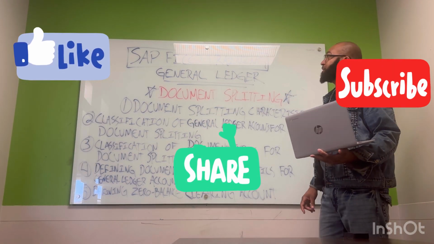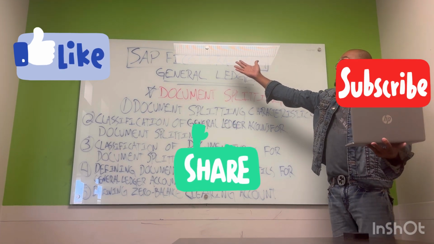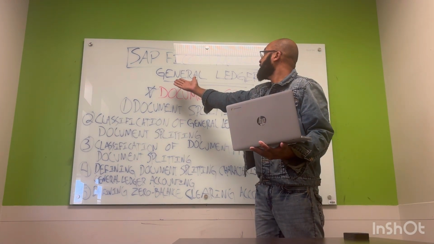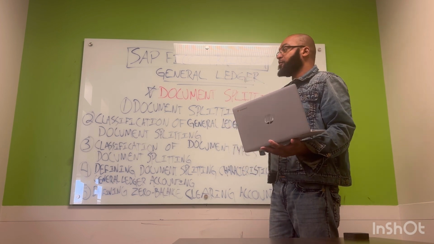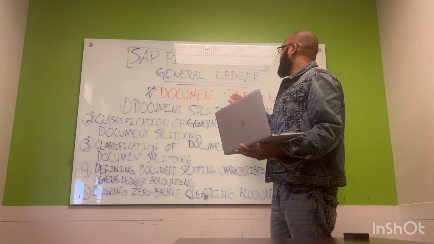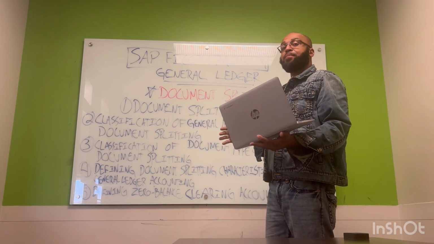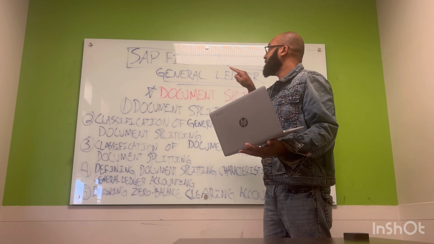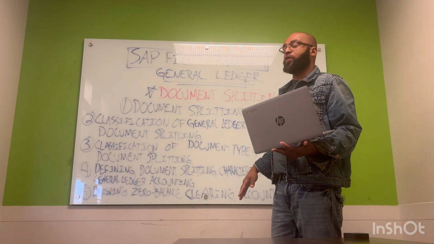Hi, this video is for SAP FICO Training. Here we are covering the topic of general ledger, okay? And within general ledger, there are 4 or 5 subtopics, and this one is document splitting. This entire video is SAP FICO Training related to the general ledger for document splitting. We're talking about document splitting throughout this whole video.